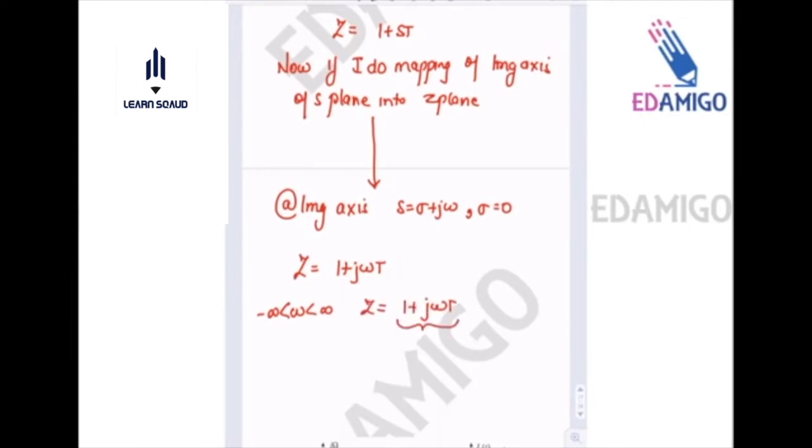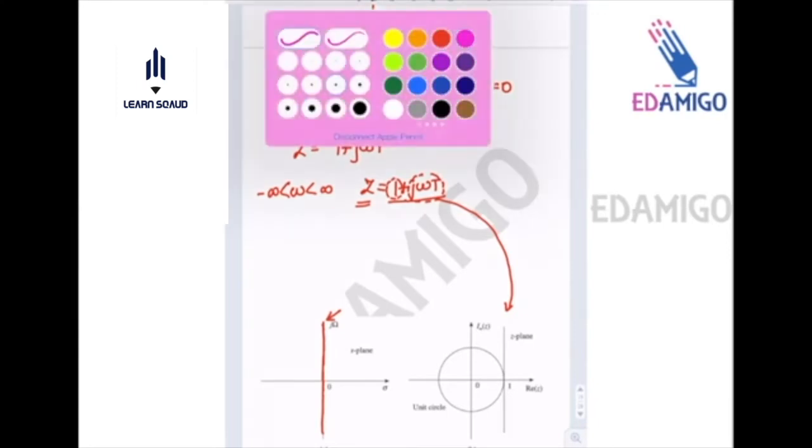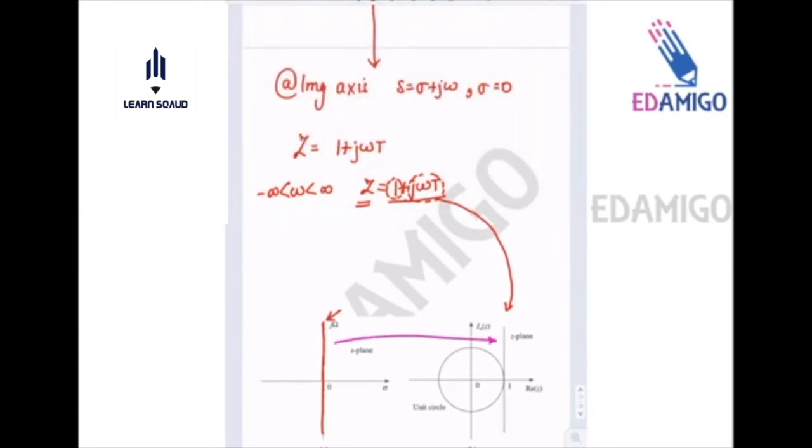Now this can be seen as, so Z equals 1 plus j omega T, so we can say that the real part of Z is 1 and the imaginary part of Z is omega T. So the mapping of the imaginary axis of the S plane is into a straight line on the Z plane like this.